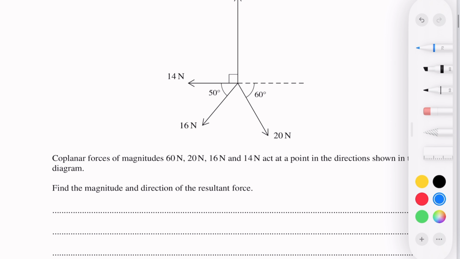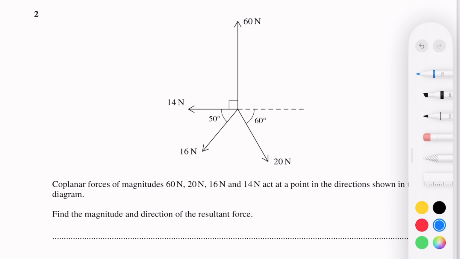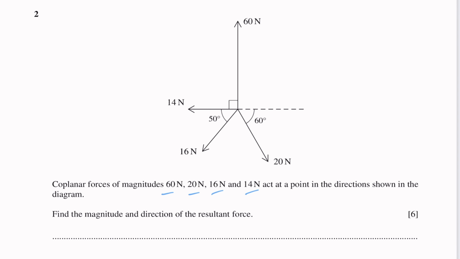Okay, next question. We have resolving of forces, chapter 2. Coplanar forces of magnitude 60 newtons, 20, 16, and 14, as you can see, point in the directions shown in the diagram. Find the magnitude and the direction of the resultant force.